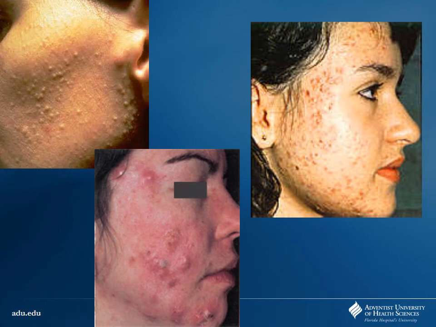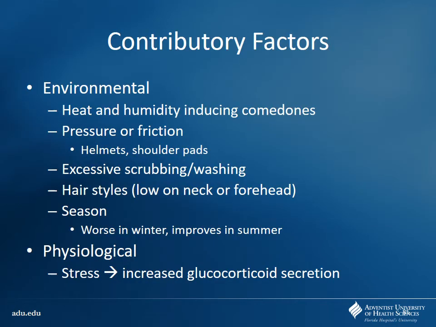Here are some pictures of typical acne you might see in your patients. There are a lot of environmental factors that can exacerbate this. Heat and humidity can help induce comedone formation, as can pressure or friction. Think about high school football players with their helmets and shoulder pads, which are probably not cleaned super well, so bacteria can grow in those nice sweaty, hot environments. You also find that excessive scrubbing or washing can increase the inflammation and make acne worse. Sometimes hairstyles that sit low on the neck or forehead can worsen this. And depending on the season, it sometimes ends up being worse in winter than in summer.